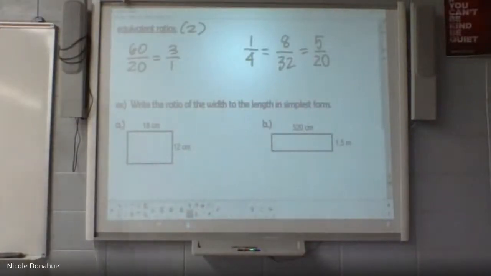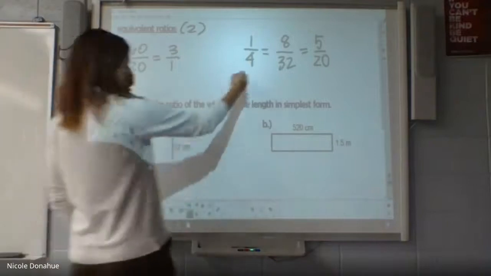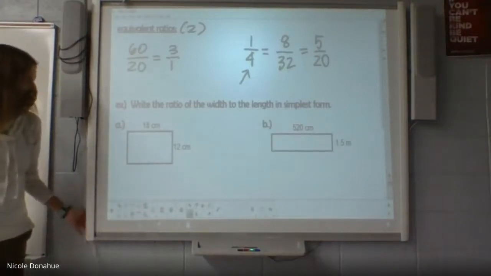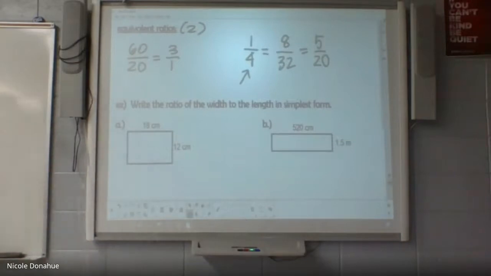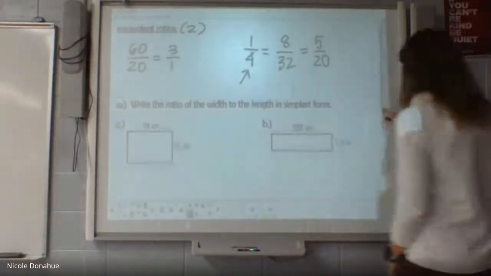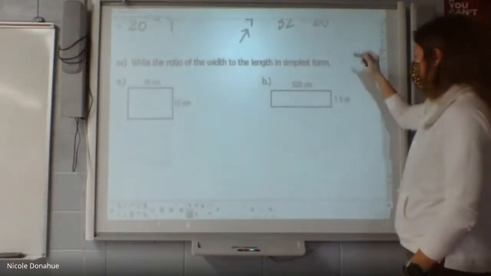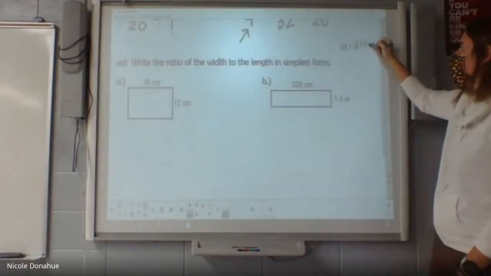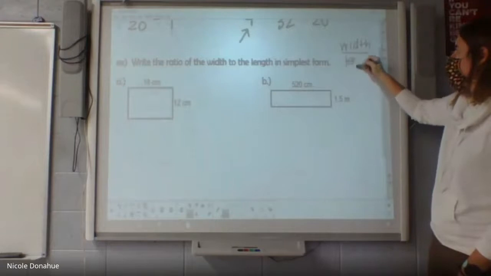Now, typically we want to write it in simplest form. So this one to me looks the most appealing, but there's going to be times it makes sense to use some of the other ratios as well. Okay? So it says write the ratio of the width to the length in simplest form. So we're comparing the width to the length. So it's saying to do width over length.